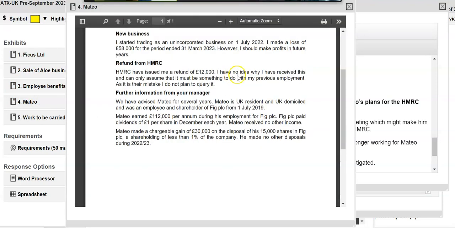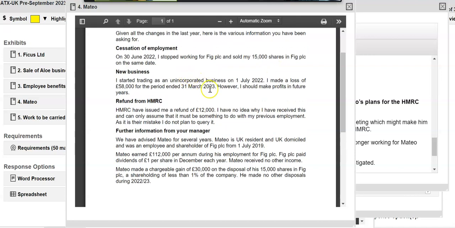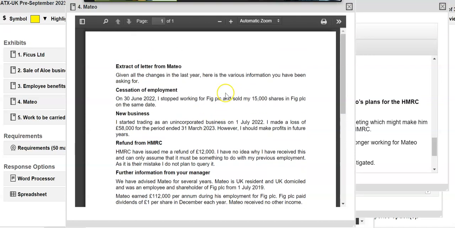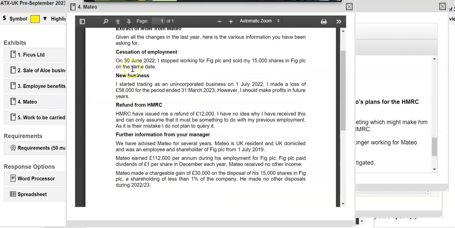So it was related to Matthew, right? So I started trading as an unincorporated business on 1st July 22. I made a loss of 58,000 for the period ended 31st March 23. So there is no need to prepare the basis of assessment because the year is already aligned with the tax year. However, I should make profits in the future years. So that's a sole trader business. Given all the changes in the last year, here is various information you have been asking for. Cessation of employment. On 30 June 22, I stopped working for FIC PLC and sold my 15,000 shares in FIC PLC on the same date.